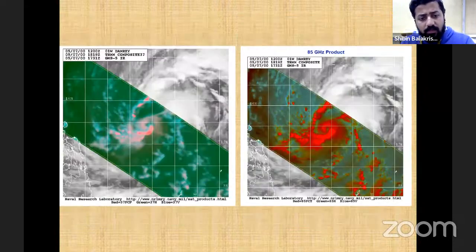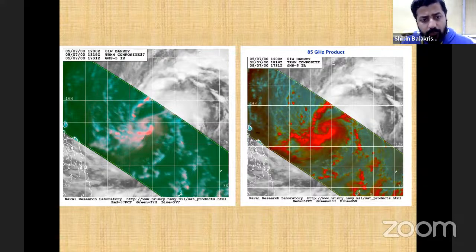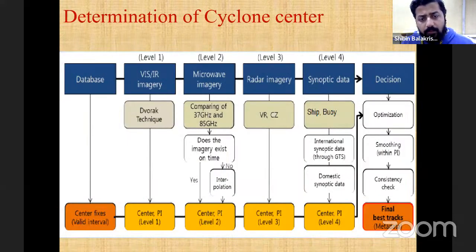This is again your 85 gigahertz product, followed on the left by your composite image of infrared. The 85 gigahertz product is giving you a clear-cut indication of your eye, whereas the eye is obscured in the composite image. So this is how we can comprehend the different types of imageries, or platforms, we use to identify the eye. How do we identify the cyclonic center? What are the methods we use, and how do we proceed further?